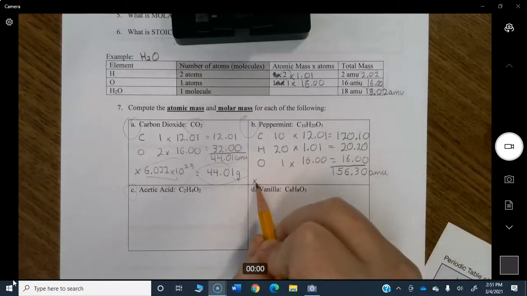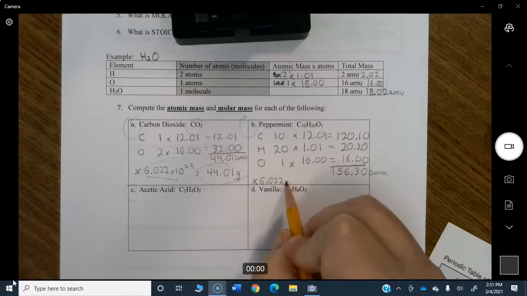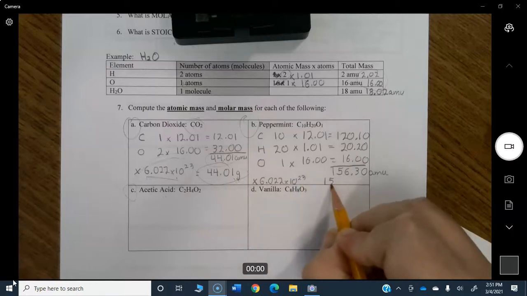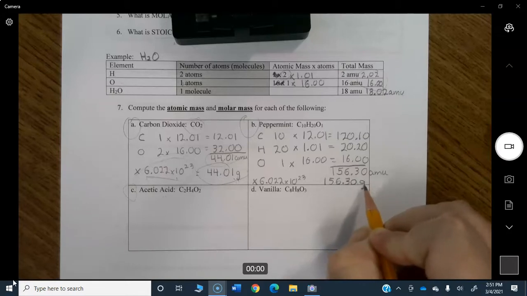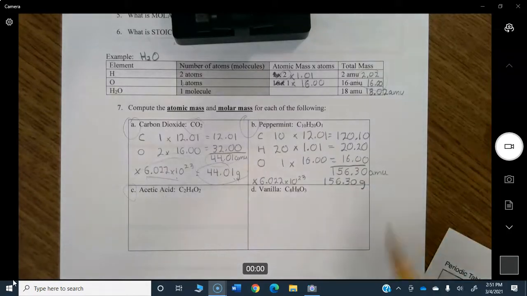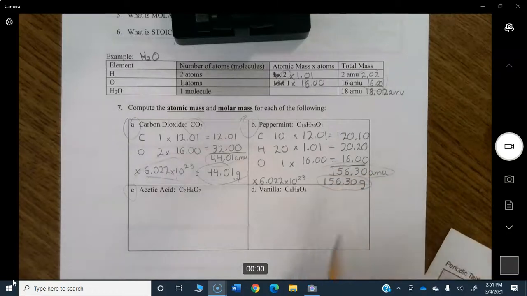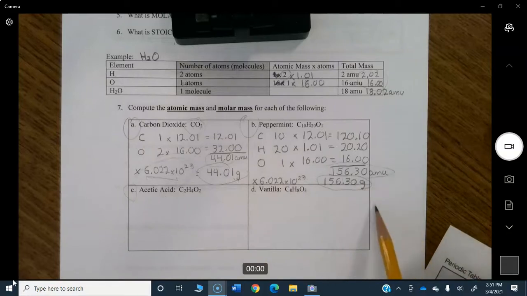If you multiply that by 6.022 times 10 to the 23rd molecules of peppermint, then you get 156.30 grams. Small g is the abbreviation for grams. So atomic mass is this, molar mass is the same number, different unit of measure. That will only happen if you multiply by this number. That's why this is the magic number, to get that to convert.